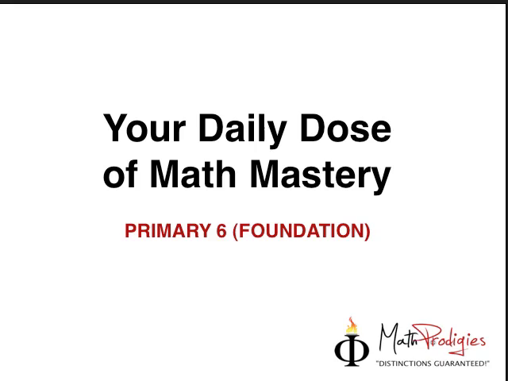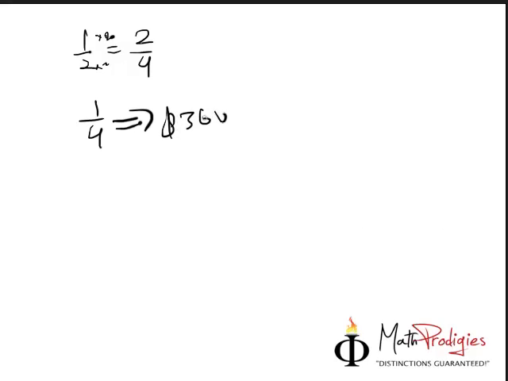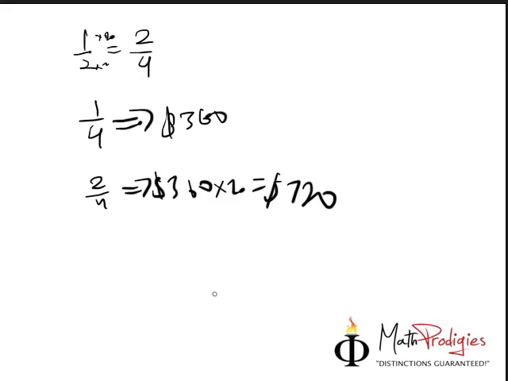Therefore, half is actually equal to what? Half is equal to 2/4, times 2 here, times 2 here. Therefore, you get 2/4. So if 1/4 is equal to $360, what does half equal to? Half is equal to 360 times 2. So you get $720. If you got that one right, high five, because you are a math prodigy.